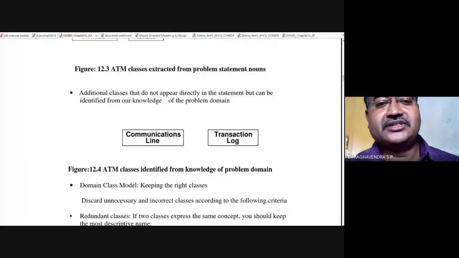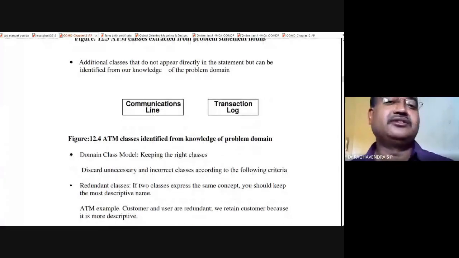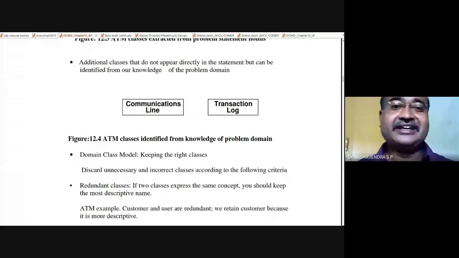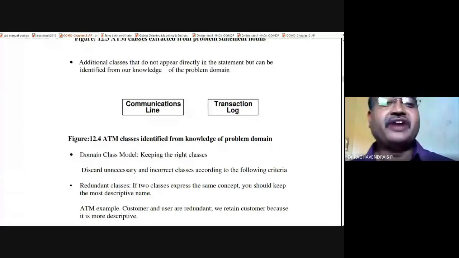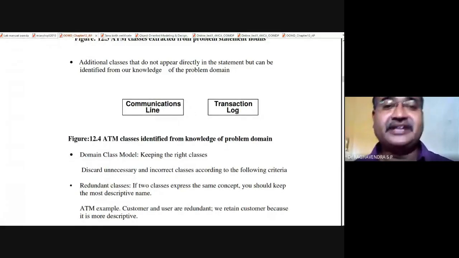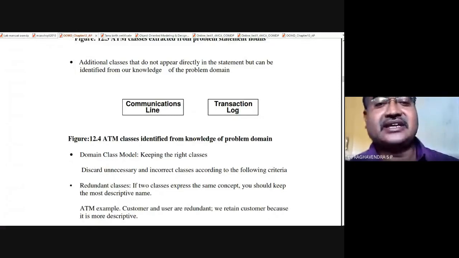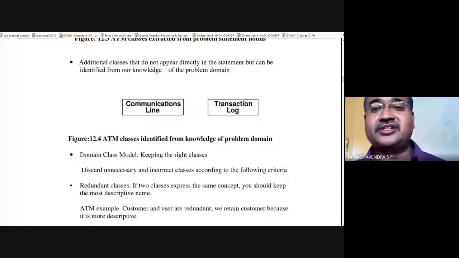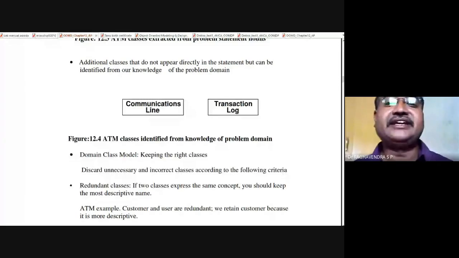Now, coming back to this domain class model, the very important concept here is keeping the right classes. We keep the relevant or important classes and we have to remove the unnecessary classes. That is one of the first steps in the domain class model: discard unnecessary and incorrect classes according to the following criteria. We can't simply do this; we have to follow a strategy, a particular logic, through which we can eliminate the unnecessary or incorrect classes. The criteria we follow will be given here.